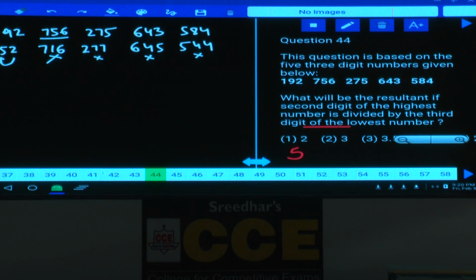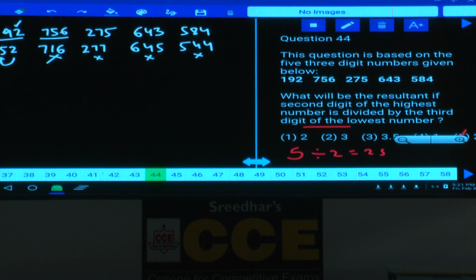Now in this one, what is the lowest number here? 192. What is the third digit here? 2. Hence 5 divided by 2. Tell me what is 5 divided by 2? 5 divided by 2 is 2.5. That is choice 5. Clear now? 5 divided by 2, 2.5, that is choice 5.